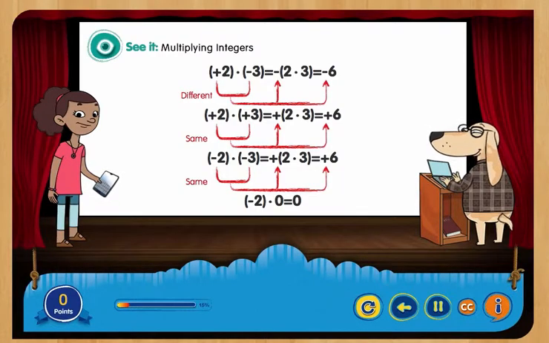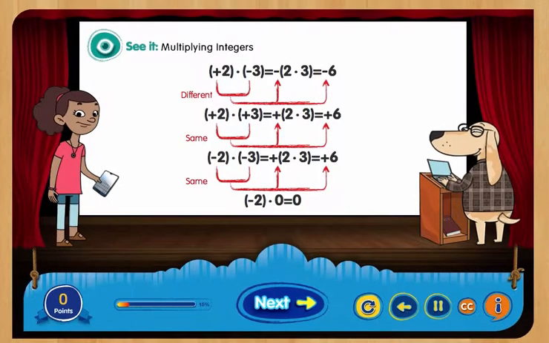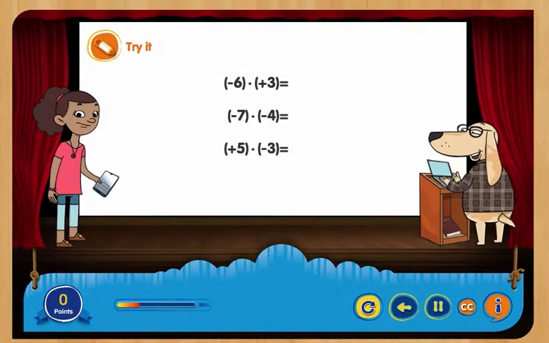Oh, and don't forget, anything times 0 is still 0. Zero's always that way. Now you try a few yourself.